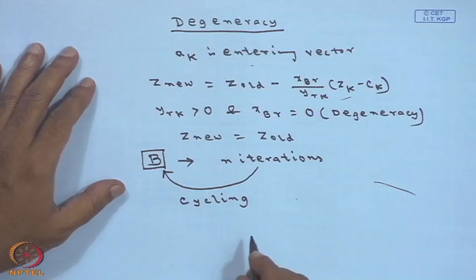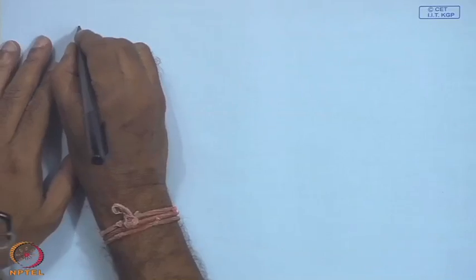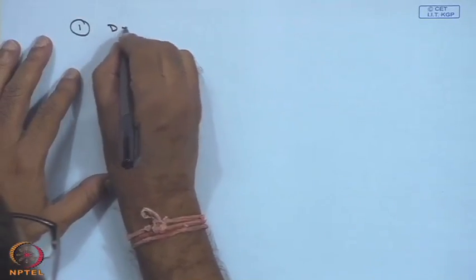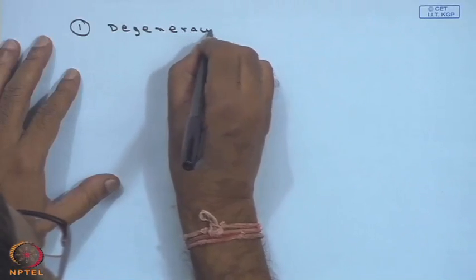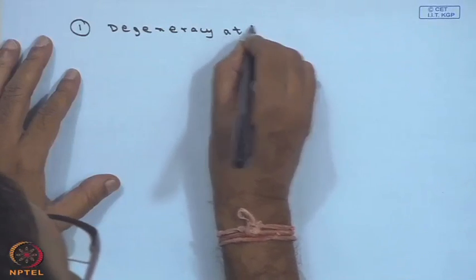Various methods are available for finding the degeneracy or solving degenerate problems: the Charnes method, perturbation method, Wolfe method, and so on. We will discuss only the Charnes method. Now, what type of situations can occur in degeneracy? Number 1 is degeneracy at initial level.